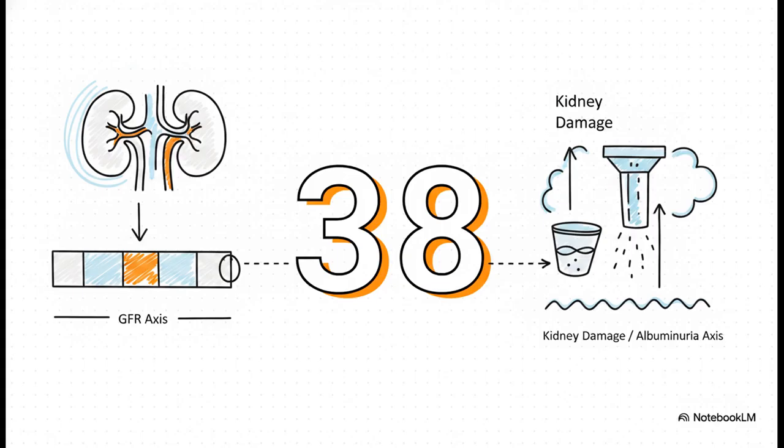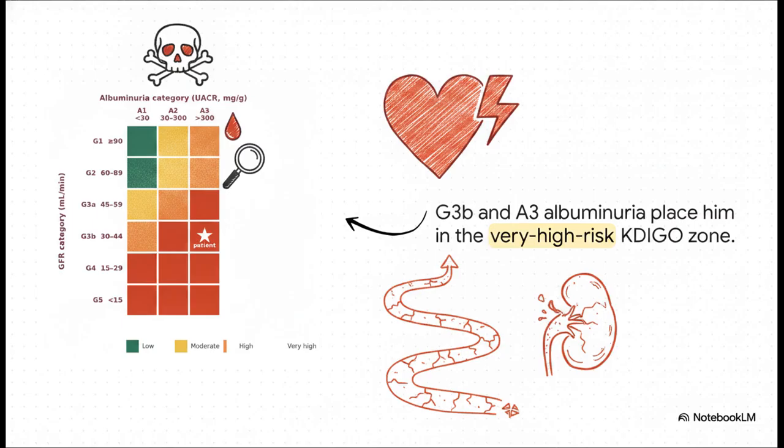But hey, GFR is only half the story here. The other axis is kidney damage, specifically albuminuria. The KDIGO grid beautifully synthesizes both of these axes. When we map his G3B GFR against his severe A3 albuminuria, which means he's spilling over 300 milligrams of albumin per gram of creatinine in his urine, we can visually see that Mr. Alvarez lands squarely in the very high-risk red zone.